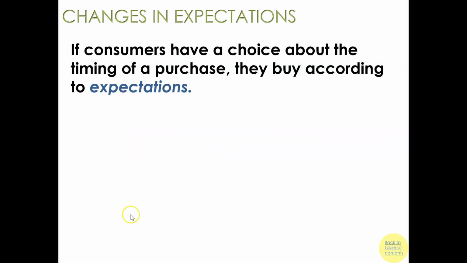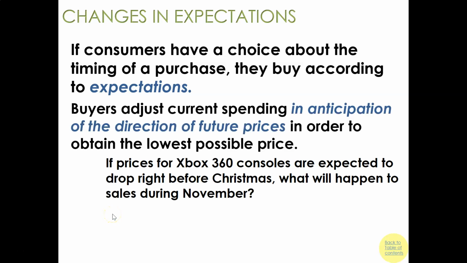Changes in expectations. If consumers have a choice about the timing of a purchase, they may buy according to those expectations. They probably will buy according to those expectations. So if prices for Xbox 360 consoles are expected to be lower right before Christmas, then who's going to buy in November? Purchases of those Xbox 360 consoles will probably drop in November and then rise in Christmas when the price is expected to be lower.